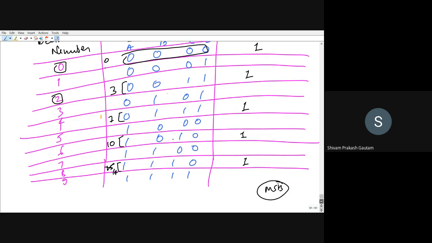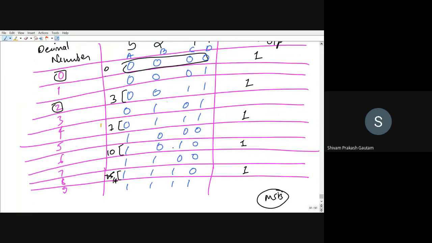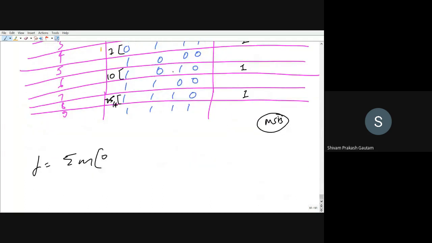Right? So the minterms will be, just see what are our minterms: 0, 3, 7, 10, and 14.